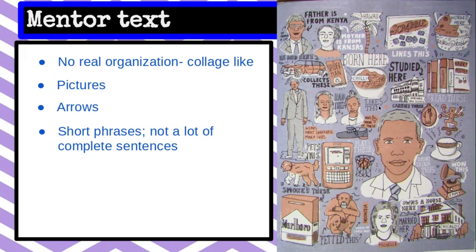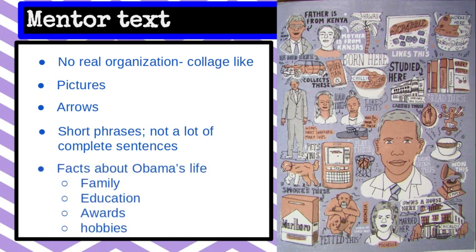And then if you go right here to the right, you see this bowl of chili and it just says "likes this," arrow up to the chili. All right. So lots of short phrases, not a lot of complete sentences. I think there is one up here. Father is from Kenya. Mother is from Kansas. So there are some sentences, but most of them are short phrases. Okay. And then there's a lot of facts about his life, about his family, his education, his awards, his hobbies. All right. And they're all splattered through there. So that's what I noticed about this mentor text.